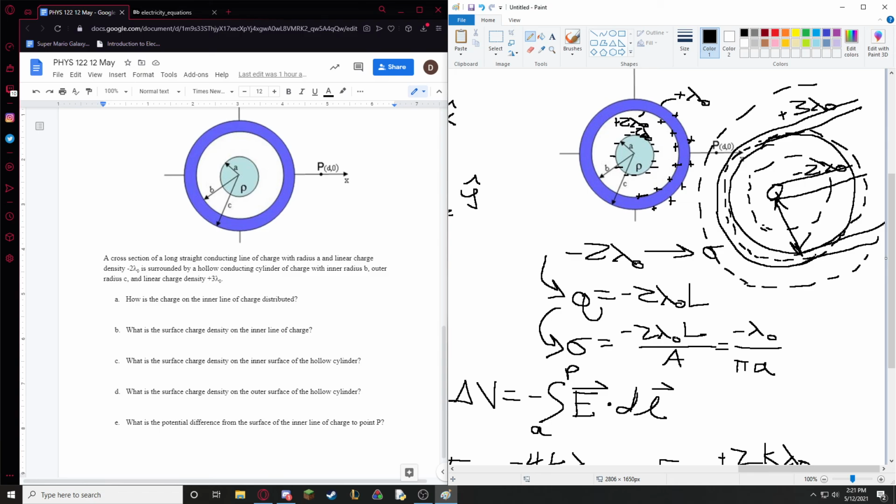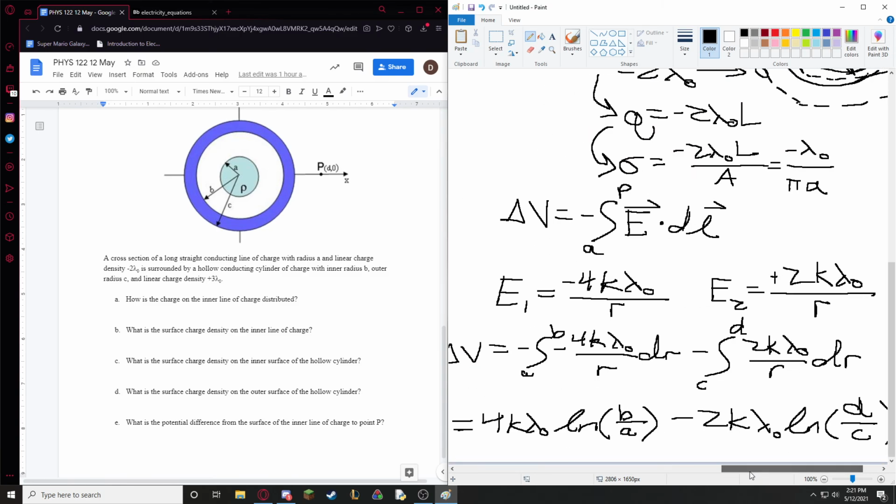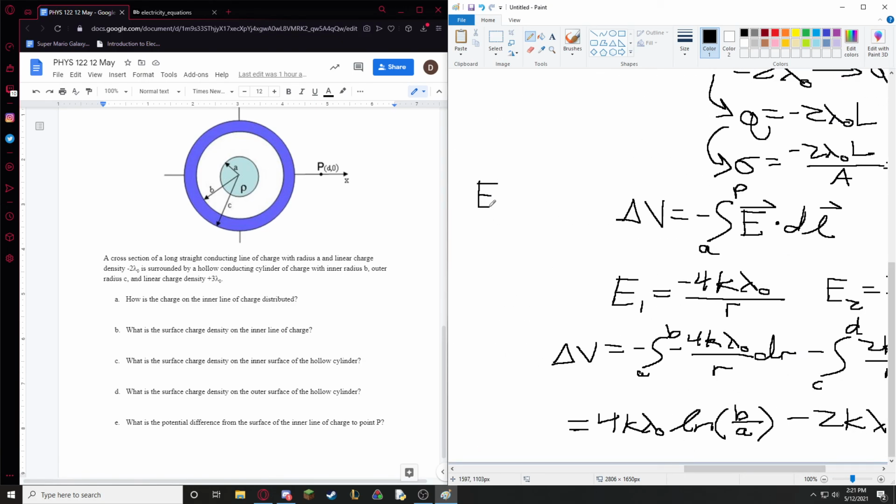Yeah, finding out that Q for E1 was negative 4. That's where I saw the disconnect. Oh, that's just because the formula itself, E is equal to 2 K lambda over R, and we plugged in negative 2 lambda naught for lambda. Okay, so we multiplied the 2's together. Okay, I think that's where I lost it. All right. Perfect. Anyone else have any other questions?